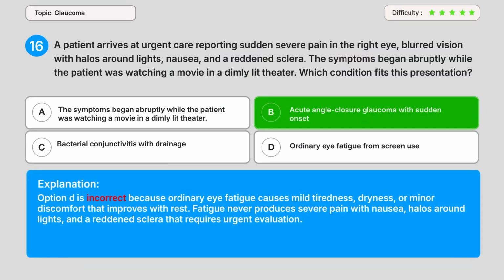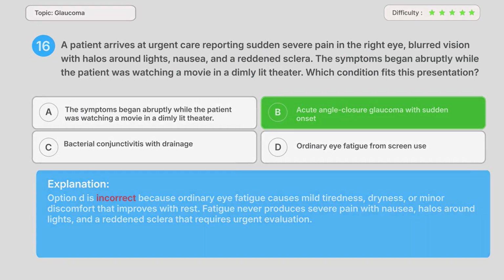Option D is incorrect because ordinary eye fatigue causes mild tiredness, dryness, or minor discomfort that improves with rest. Fatigue never produces severe pain with nausea, halos around lights, and a reddened sclera that requires urgent evaluation.